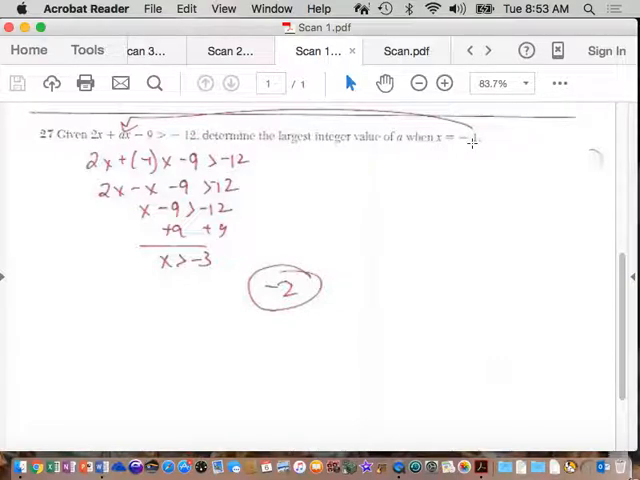I put it in for A. I should have put it in for X. So that's negative 2 minus A minus 9, which is negative 11 minus 1X. Or I should say minus A. So negative 11 and 11. I get negative A is greater than negative 1. So A is less than 1. And that would mean 0.